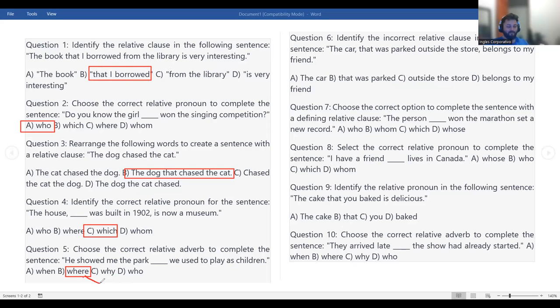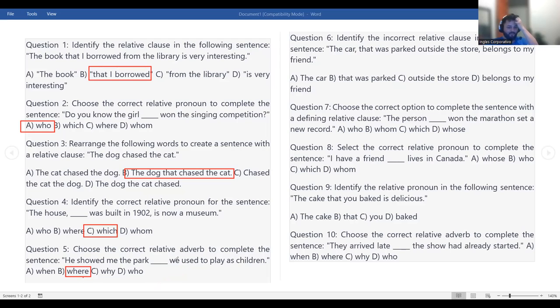Where is modifying, is working as an adverb, because an adverb can modify three things: a verb, another adverb, or an adjective. It's just three things. So in this case, where is modifying what? Is modifying showed. So notice that where is followed by a pronoun. If this was a relative pronoun, this could not have been followed by another pronoun. That's the reason why. That's how we can identify this.